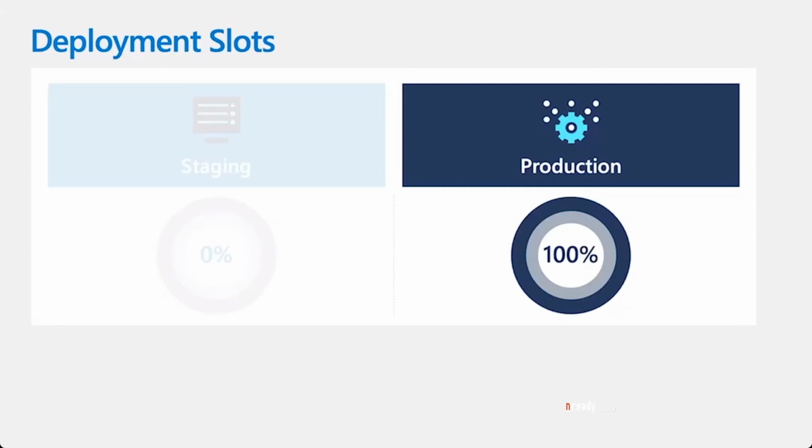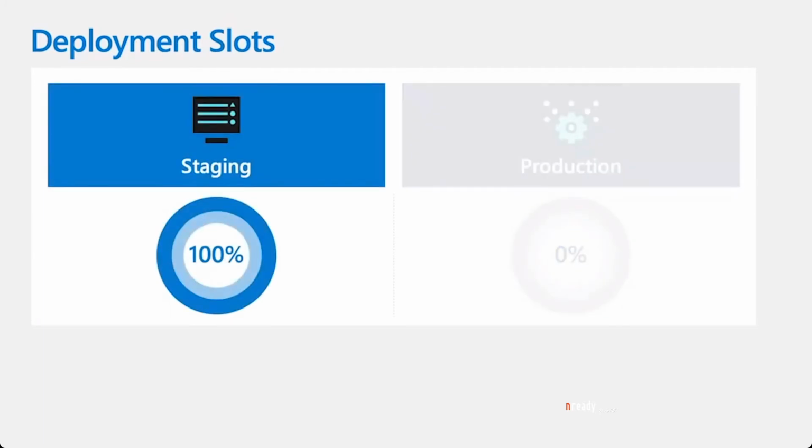Then you can test out the staging slot, and when you think everything looks good, that's when you can swap those slots around. So now all the traffic is being redirected into your staging slot, and what was your production can now be your new staging slot. So this is a really nice way to implement a blue-green environment. And swapping slots is super easy too. You can do that from the Azure Portal UI, or you can use the Azure CLI.